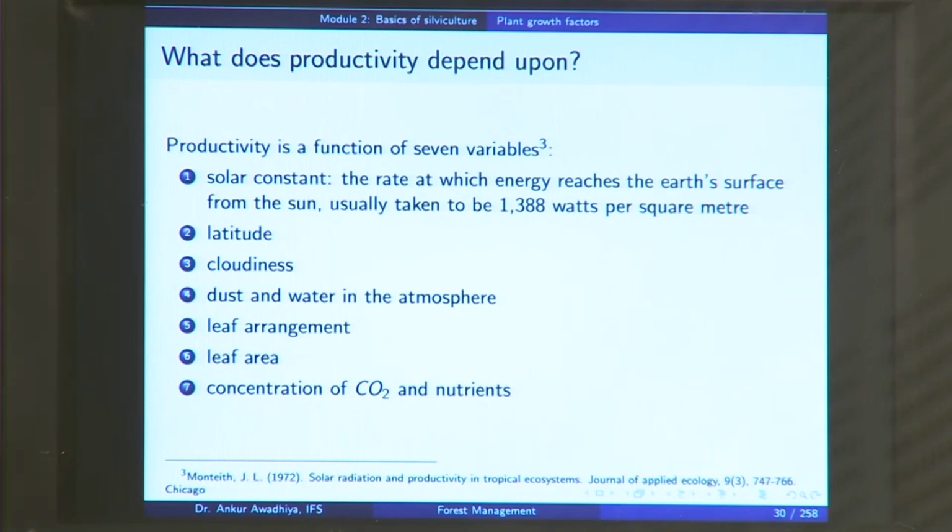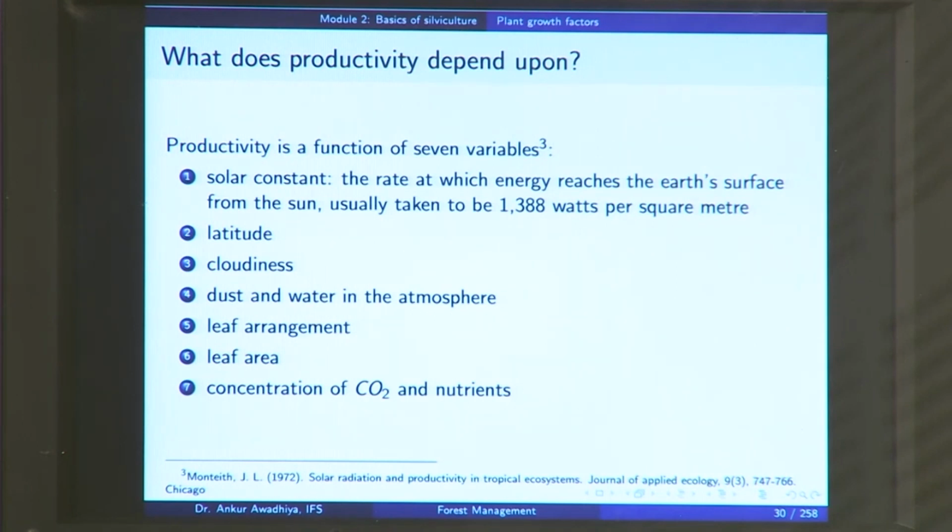Then productivity depends on cloudiness, because if you have clouds, then the sunlight is not directly able to reach the plants, because the clouds reflect the sunlight back into space. So, the amount of cloudiness will also determine the productivity in an area. Then the amount of dust and water in the atmosphere will also determine the productivity in that area, because with dust and water also some amount of energy will be reflected back.